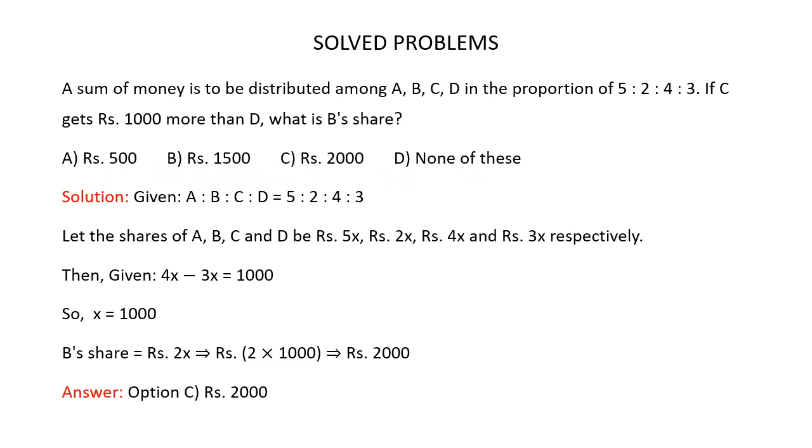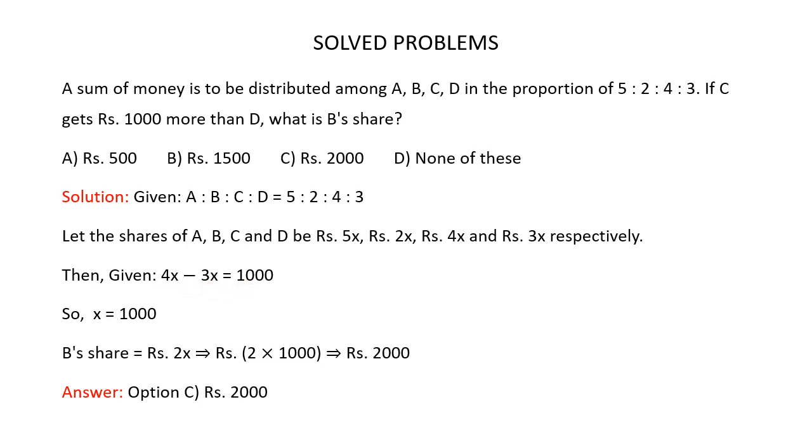Now it's given that A:B:C:D is 5:2:4:3. So let the shares of A, B, C and D be rupees 5x, rupees 2x, rupees 4x and rupees 3x respectively. It's given that C gets rupees 1000 more than D. So we know that C's share is 4x and D's share is 3x. So 4x minus 3x is equal to 1000.